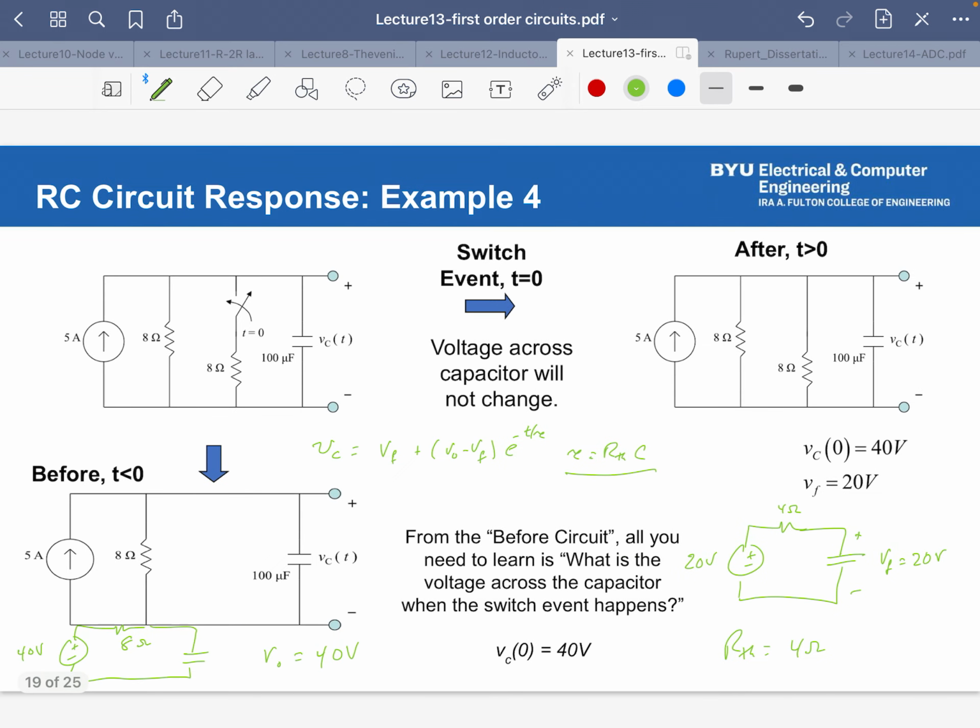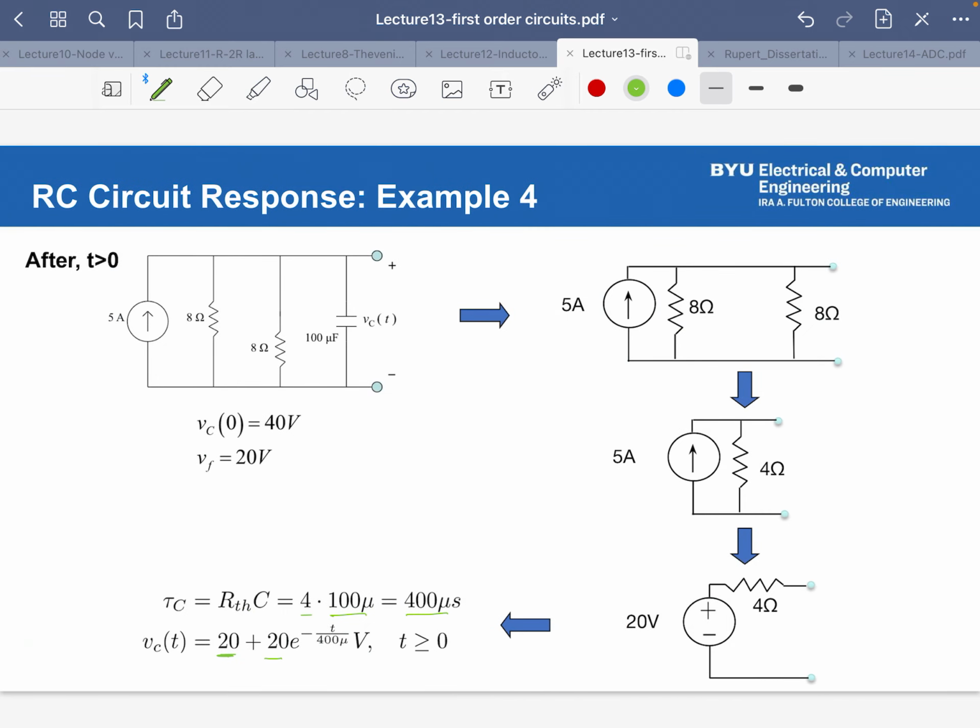Did we do it right? Yeah, the initial is 40 minus the final is 20, gives us 20 volts. So this is the value of the voltage through the capacitor.